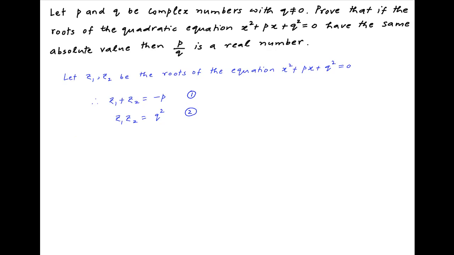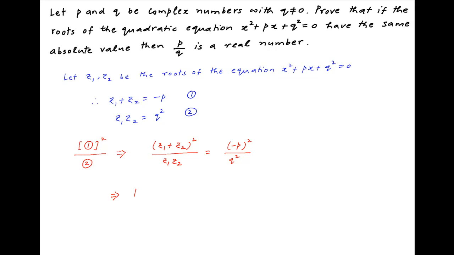Now take the square of the first equation and divide by the second equation. We get z1 plus z2 whole square divided by z1 z2 is equal to p square upon q square.